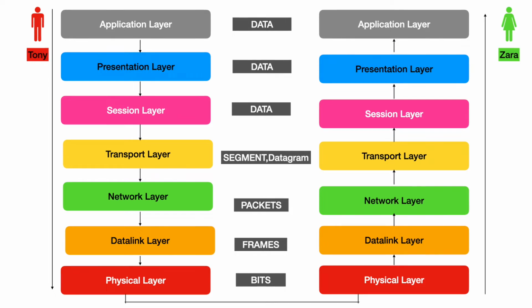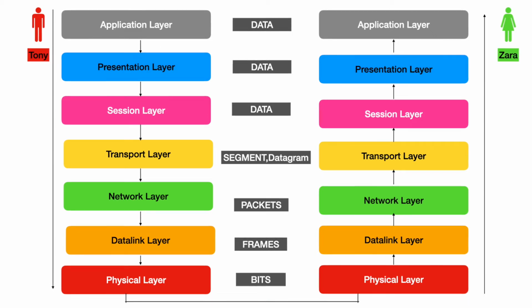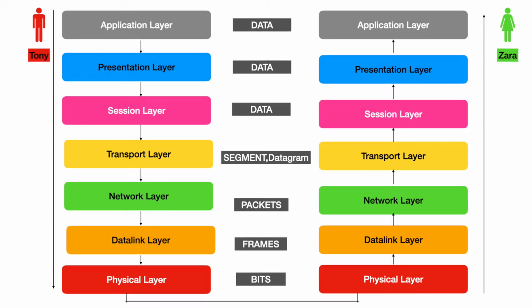So bits change to frames in the data link layer. Frames change to packets in the network layer. Packets change to segments in the transport layer. Then the session layer maintains the connection. The presentation layer changes the message format, decrypting, decompressing or translating. Finally, the data is received by the receiver through the application layer. It's nothing but the user interface. The email or message is now delivered from Tony to Zara.